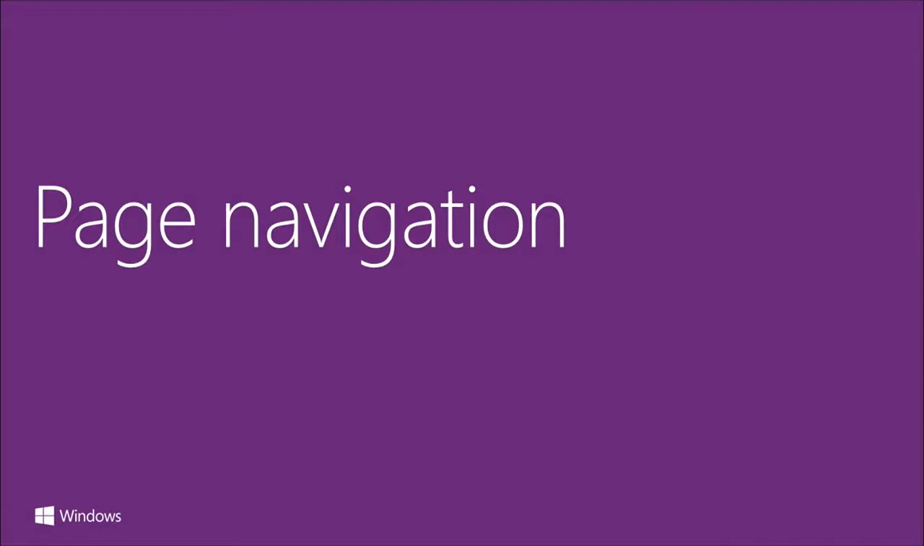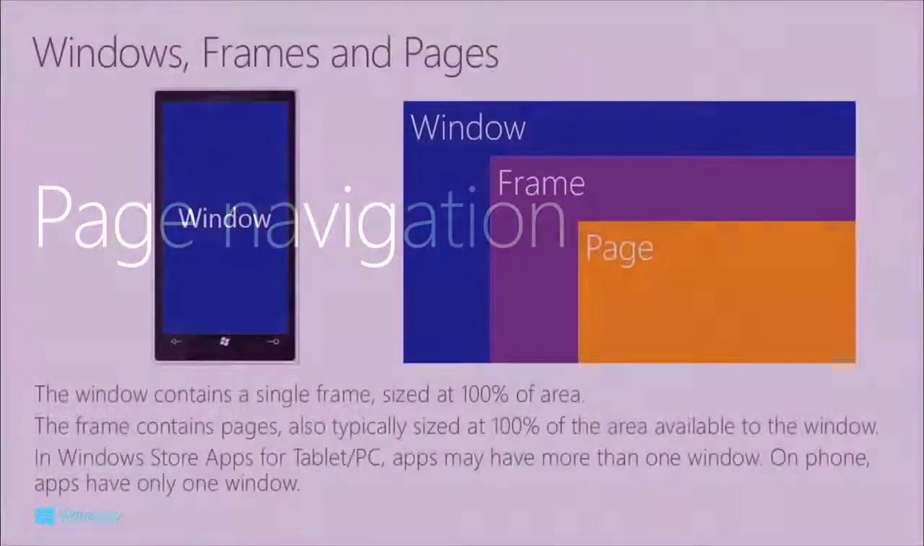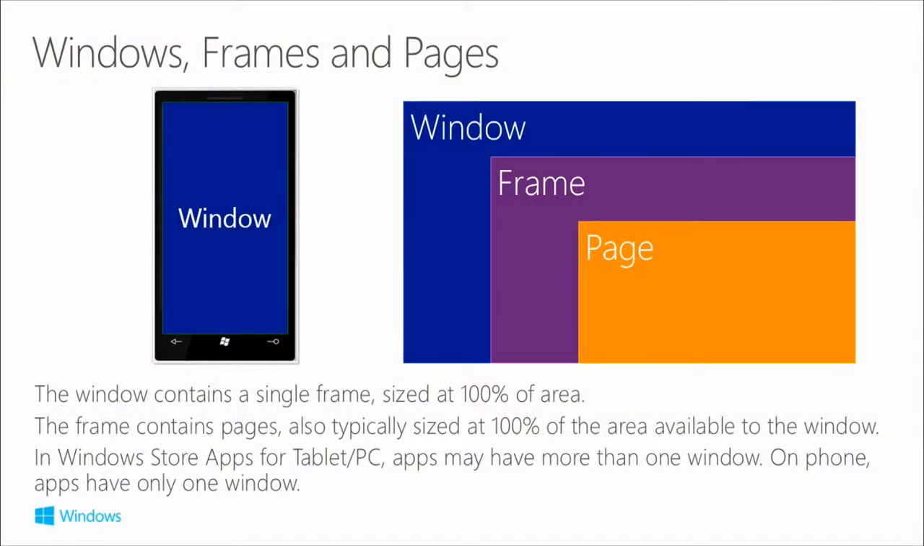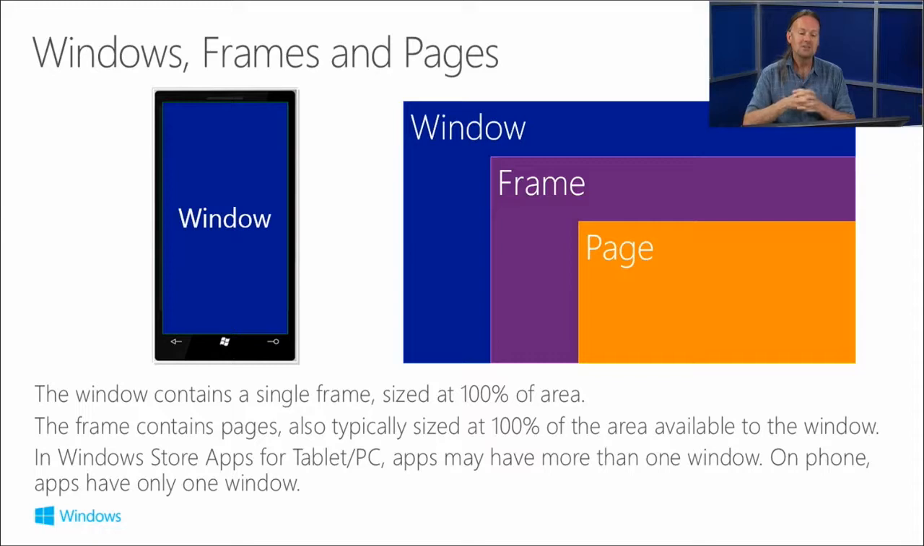Page navigation first. So we've created a single page app at the moment. Now, at a technical level, what you've got with a Windows Store app in general terms is that it sits within a window. Windows 8.1 apps, big Windows apps, you can have more than one window now. You couldn't do that in 8.0, but in 8.1 they've added the ability to have more than one window for a store app. On Windows Phone, we've only got a single window, which is the whole display area, unsurprisingly.